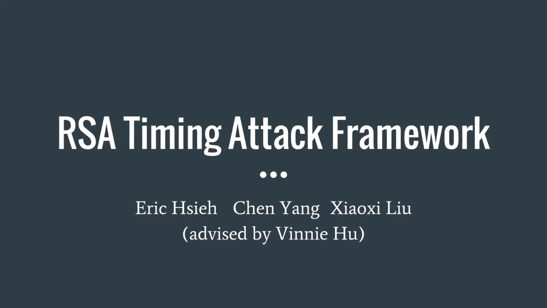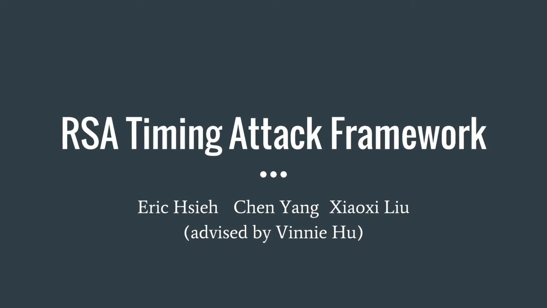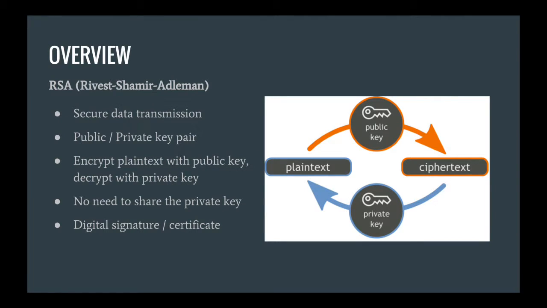The project we are presenting is RSA timing attack. RSA is widely used for secure data transmission. The name of RSA is made of the initial letters of three designers' last names, Rivest, Shamir, and Adleman. The power of RSA is in its public and private key pair algorithm. The key pairs are strongly linked but very difficult to crack.